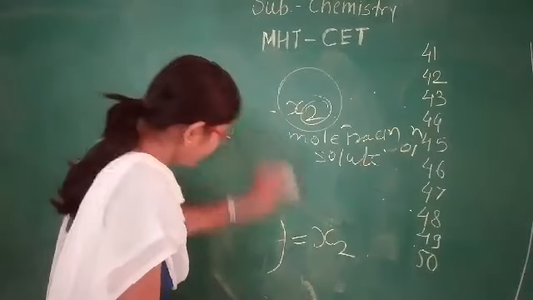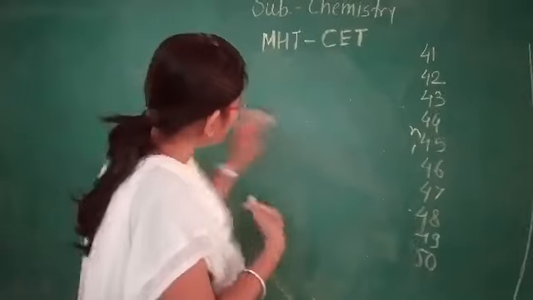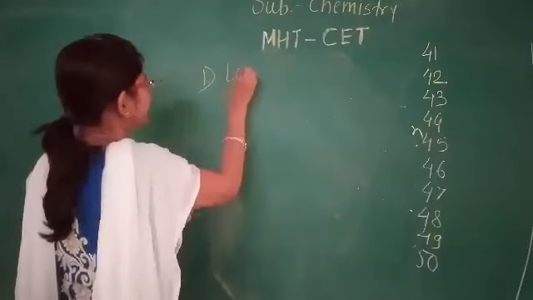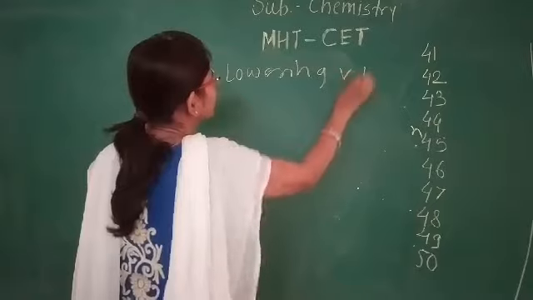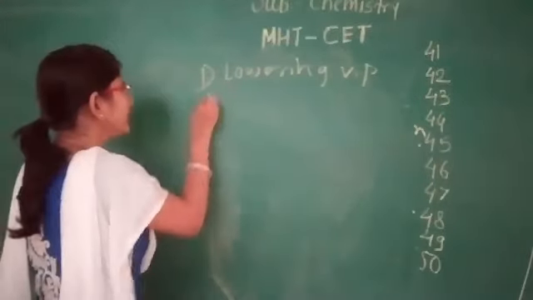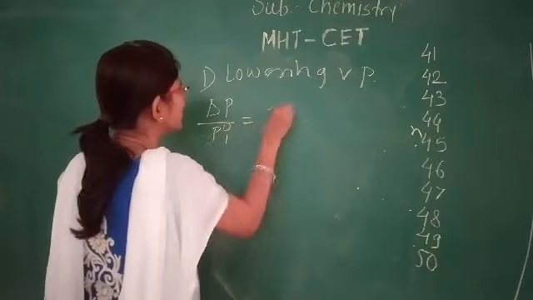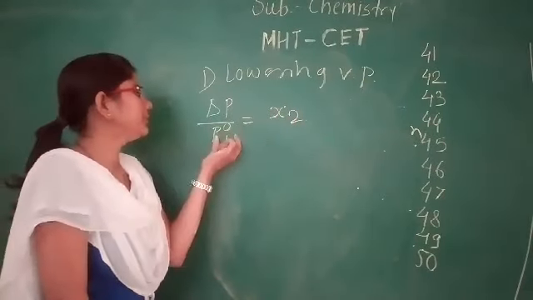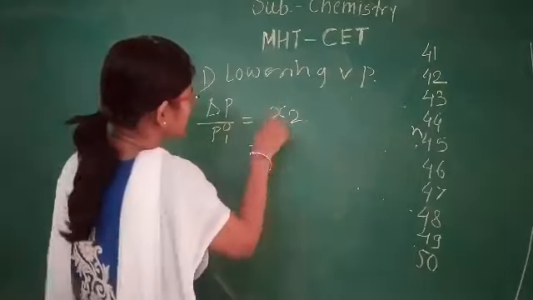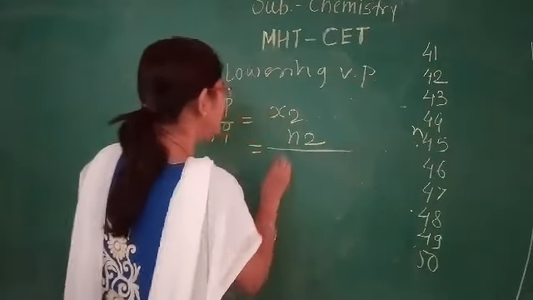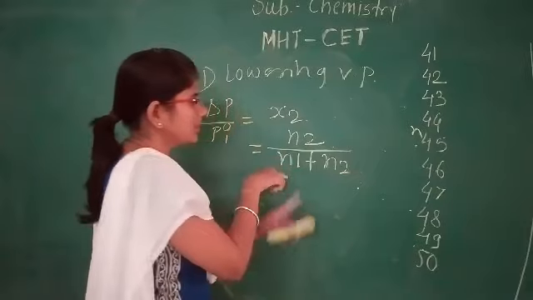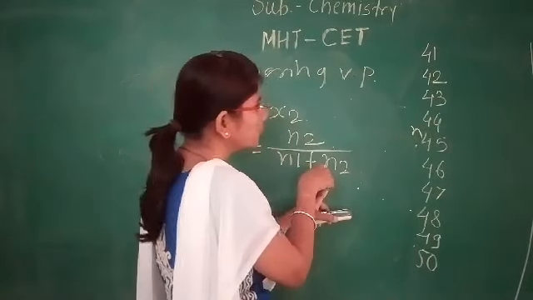And next, the colligative properties are used to calculate the molar mass of the solute, and therefore our first colligative property, that is the lowering of vapor pressure, is also used to calculate the molar mass of the solute, and therefore we know that delta P upon P01 which is equal to x2. आत्ताच आपण बघितलं delta P upon P01 which is equal to x2, but what is the value of x2? x2 is the mole fraction of the solute, which is equal to number of moles of solute divided by total number of moles in a solution, means the number of moles due to solvent and the number of moles due to solute.